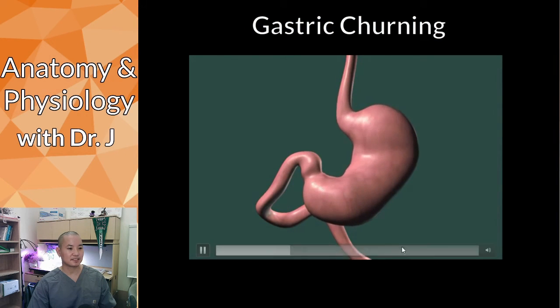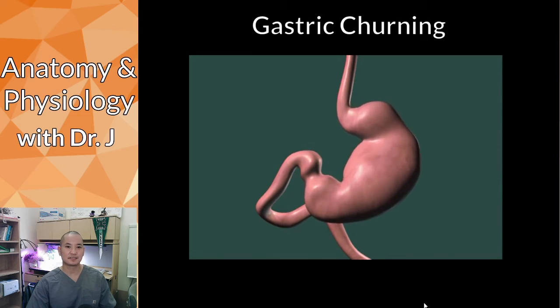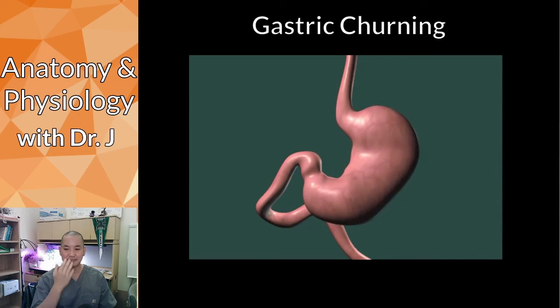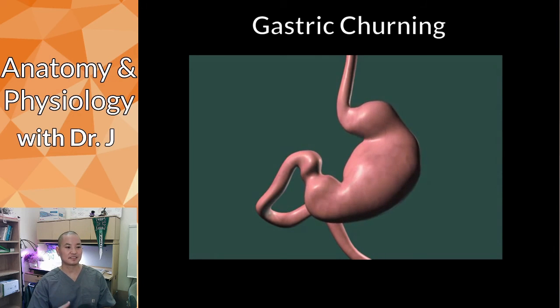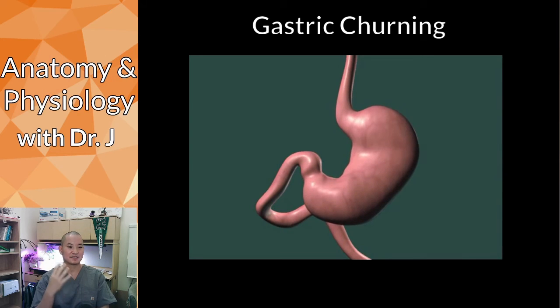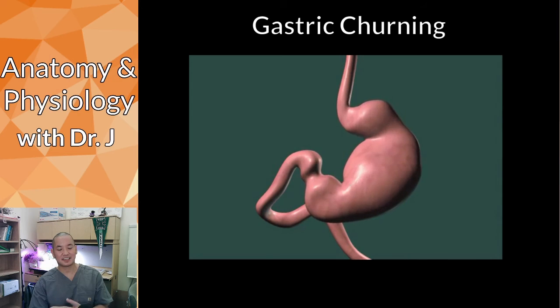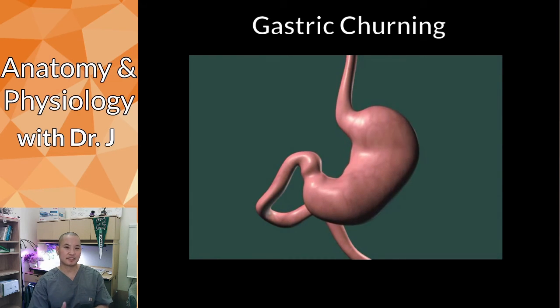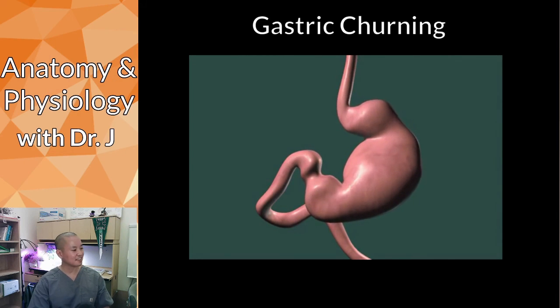So, gastric churning. Again, your stomach has all those three layers of muscle, and this is the best image I could find. Maybe there are better ones online. You'll notice that your stomach is not contracting like your heart, and not like a typical muscle where it's contracting and relaxing all at once. Different portions are contracting and relaxing at one point.